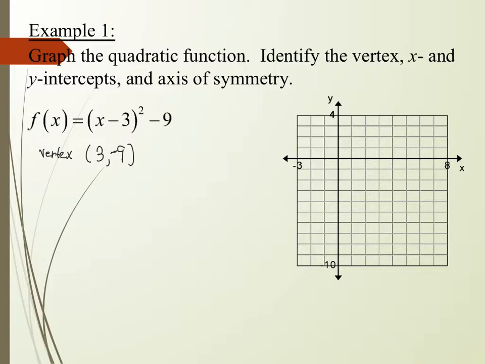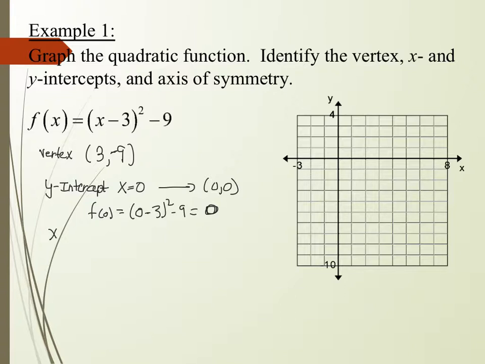Now we want to find the x and y intercepts. Well, the easy one is to find the y-intercept. For the y-intercept, we just let x equal 0. So when we have x equals 0, we have 0 minus 3 squared minus 9. And in this particular case, we have 9 minus 9, which is 0. So our y-intercept is at 0, 0.